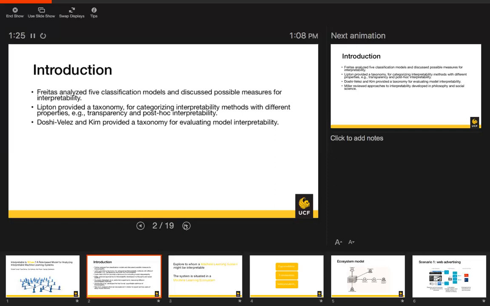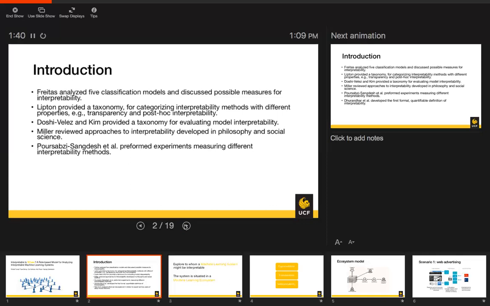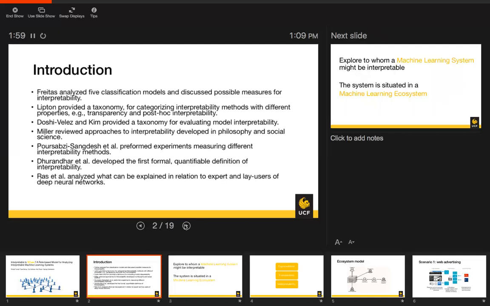And Dash, Vallis, and Kim provided a taxonomy for evaluating model interpretability as well. Miller reviewed approaches to interpretability developed in philosophy and social science. Portobis and Dash performed experiments measuring different interpretability methods. And Duranda developed the first formal and quantifiable definition of interpretability.